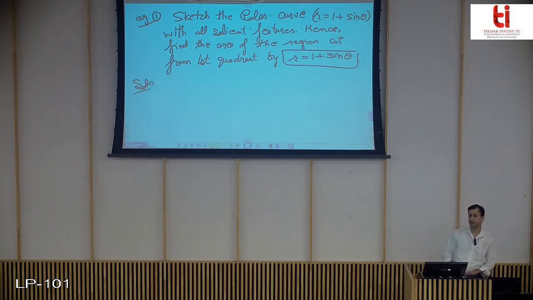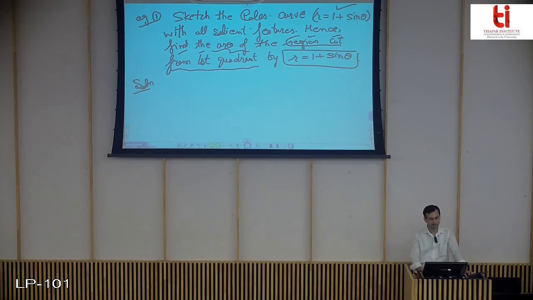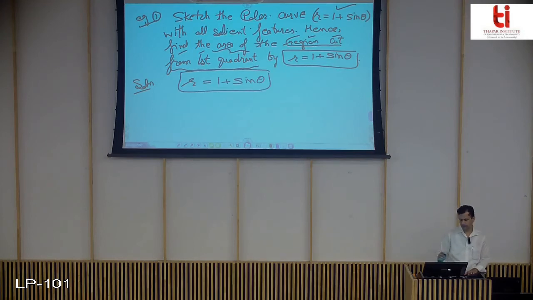First part is sketching the curve, then from that curve we need to find the area of the region of the curve we have drawn, but only the region that is cut from the first quadrant. So we first plot this, then find the area of the region cut from the first quadrant. Region means the region of the polar curve that is coming in the first quadrant. So let us see first what the graph of the polar curve r equals 1 plus sine theta is. Let us start, as usual, with symmetry.